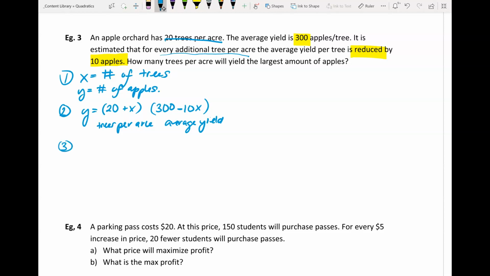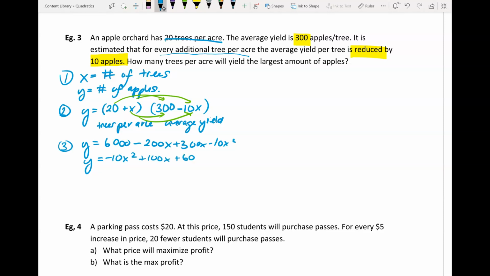Now we want to expand this and complete the square to find the maximum. So we're going to expand this first. 20 times 300, 6,000, minus 200x plus 300x minus 10x squared. I'm just expanding the equation we just found. And then I'm going to simplify. So we have negative 10x squared plus 100x plus 6,000. Now I'm going to complete the square.